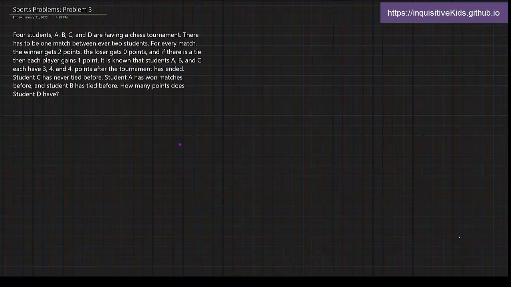Four students A, B, C, D are having a chess tournament. Even though this isn't much of a sport, it's a tournament, so you get the idea. There has to be one match between every two students. What does that mean? It means that this is a round robin.